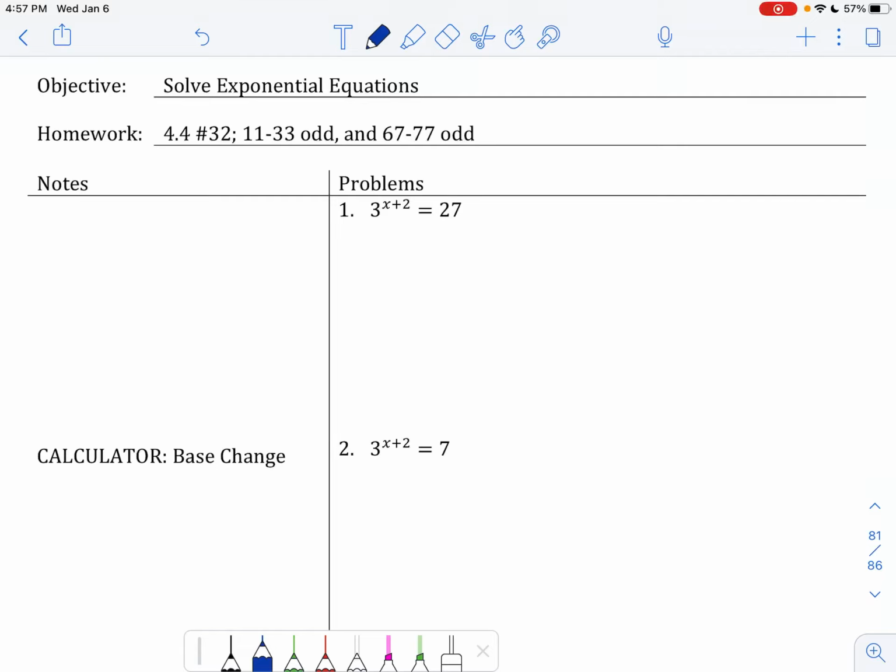Hey all, so we are going to do our last notes of semester one. So exciting, so thrilling. So you are wanting to get yourself ready for these. We're going to do our first section of notes from 4.4.